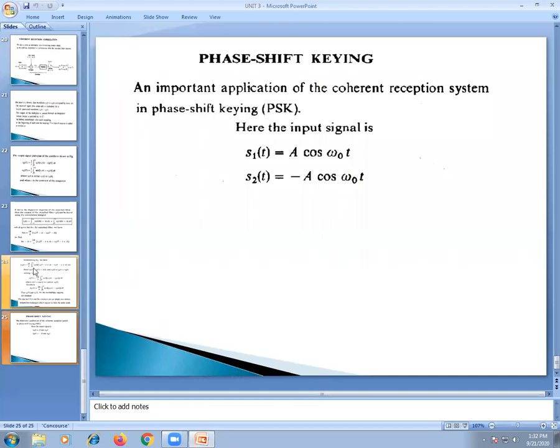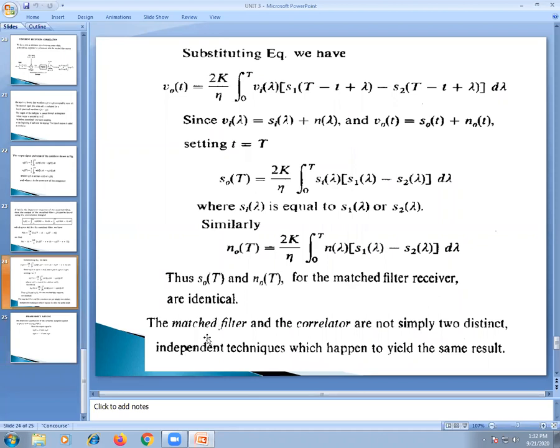Now go to the application principle. So up to now we have discussed the correlator and matched filter. For the correlator and matched filter, the input is given and the output is taken. So how is the output considered?